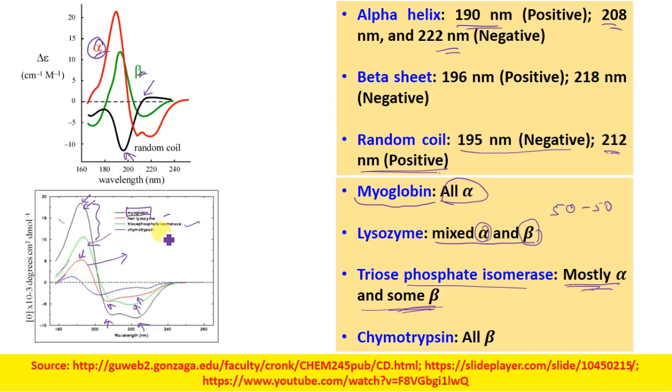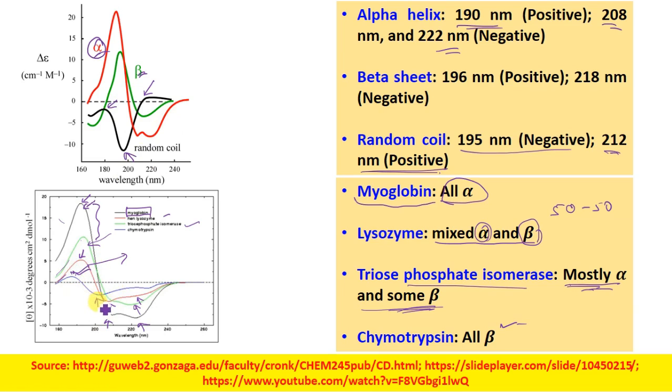And lastly, we have chymotrypsin. In chymotrypsin, we are having all beta. So you see this one, you can see you are having this peak.